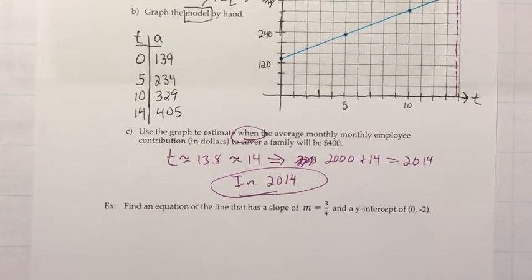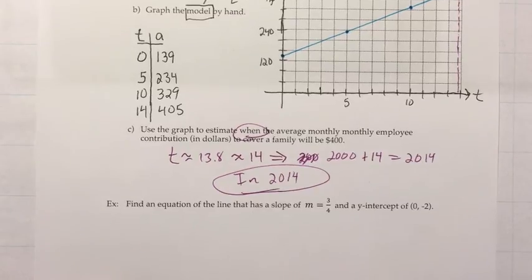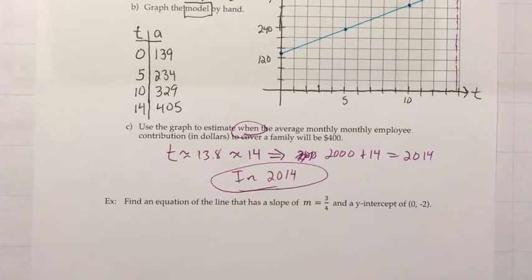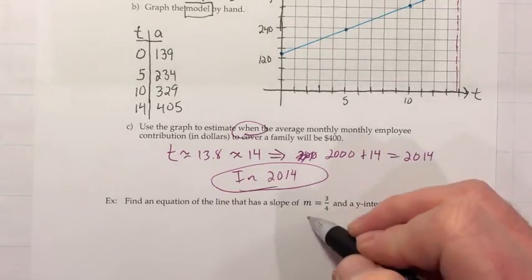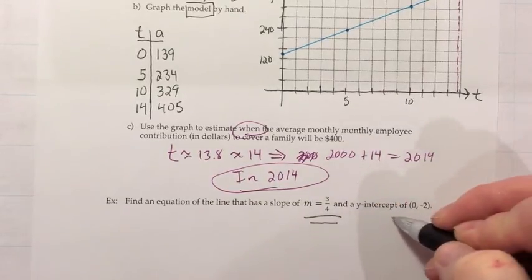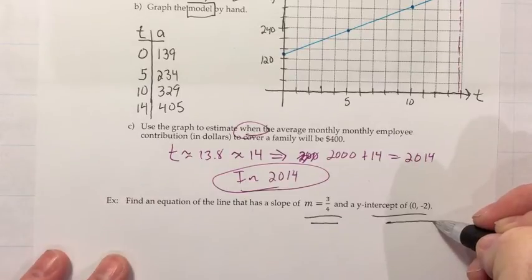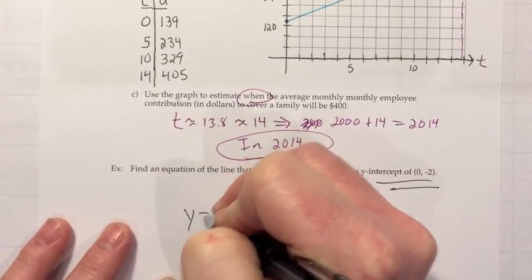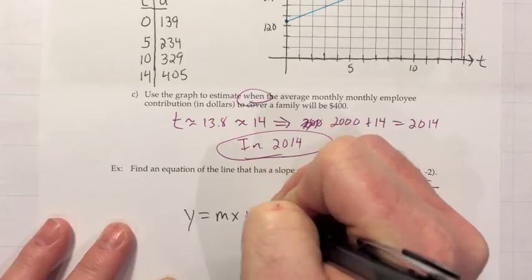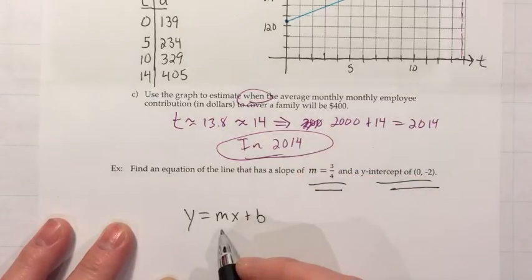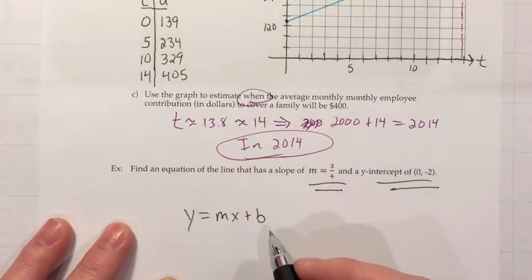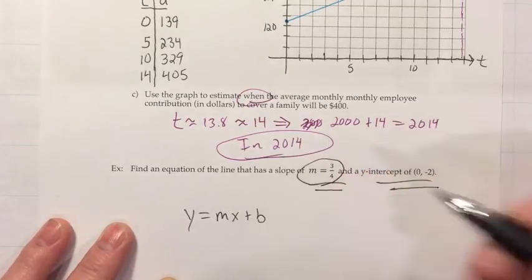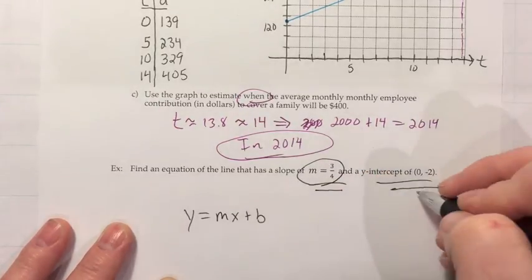Find an equation of the line that has a slope of m equals 3/4 and a y-intercept of (0, -2). All right, so this is going to be a big goal for us in the class, to find equations of lines. There's no easier case than the case where they tell you the slope and they tell you the y-intercept, because our lines have the form y equals mx plus b. If you can figure out m and you can figure out b, you can plug them in and you've got the equation. Well, they told you what m is, so that couldn't be easier.